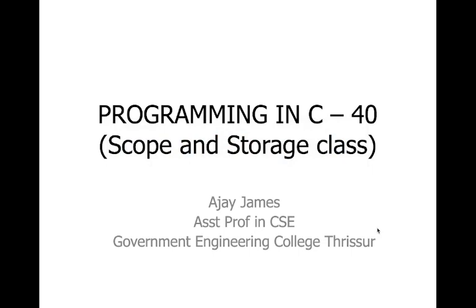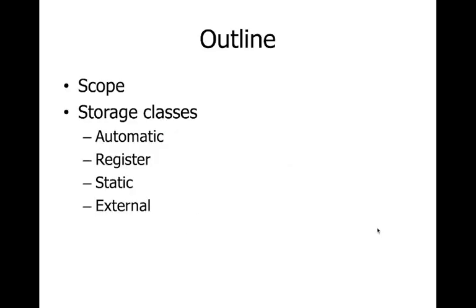Hello all. In this lecture we will see about scope and storage class in C. So this is the outline of this lecture. We will see about scope, then we will see about storage classes. We have four storage classes in C: one is automatic, register, static and external.